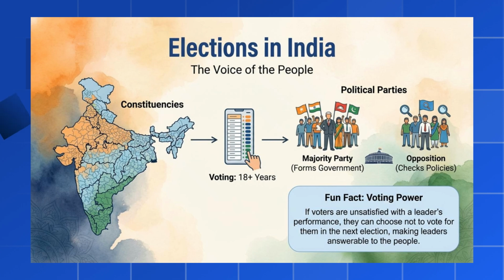The parties that do not win form the opposition, and their job is to keep a check on the government's policies. Here is an interesting fact. If voters are unsatisfied with a leader's performance, they can choose not to vote for them in the next election, making leaders answerable to the people.